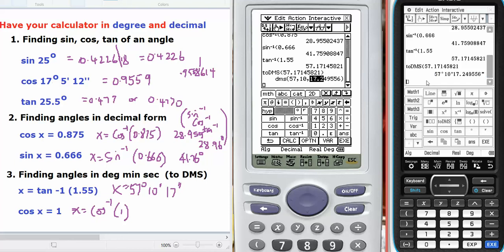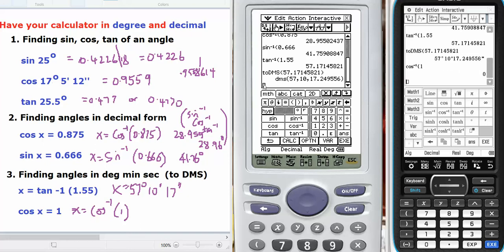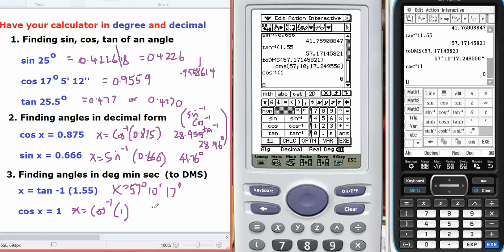And lucky last, the inverse cosine of 1. So math and into trig, inverse cosine of 1, execute gives me 0. And if I do the same over here, the inverse cosine of 1 gives me 0. So the answer is x equals 0 degrees. Okay, that's a review of what we did in finding and using your calculator from last chapter.